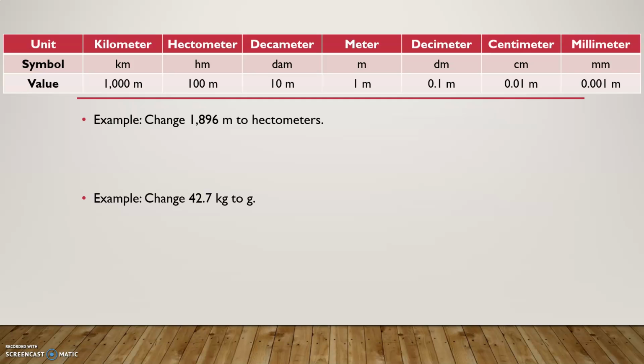All right, so we want to change 1,896 meters to hectometers. So what I'm going to do is say, all right, this is meters, so I'm starting here. And I usually put the word start or a little symbol, something to show that I know where I'm starting. And I'm starting here, and I'm ending at hectometers. So this is my ending space. And I'm going to count how many changes I have to go through. So I'm going to have to go through 1 and then 2. And notice I always pick where I start, and I pay attention to the direction. I moved 2 to the left.